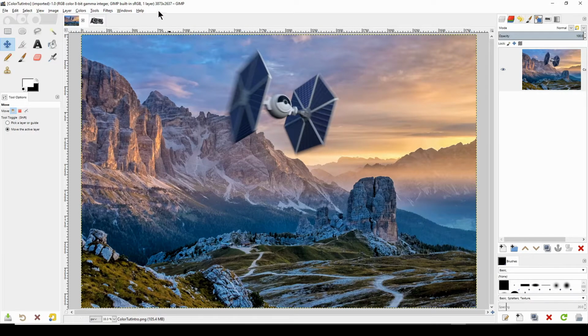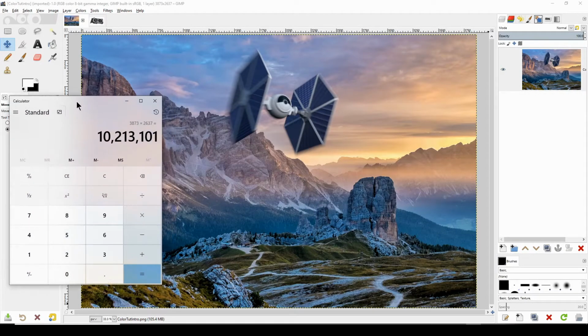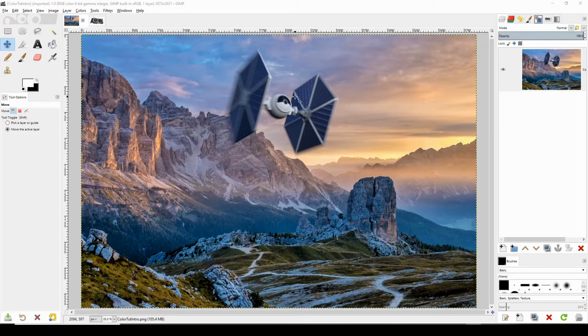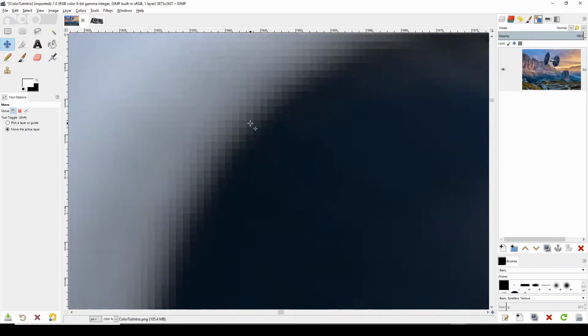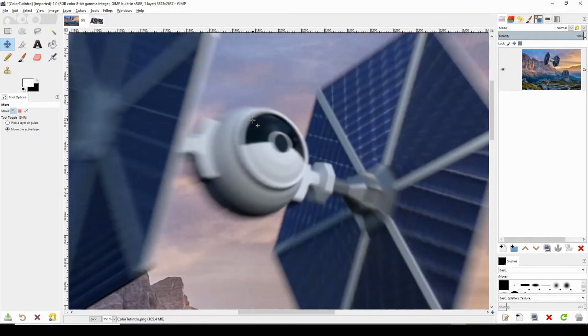So if you look up top here, you can see that this image is 3,873 pixels across by 2,637 pixels down. So if we get our trusty calculator out here and multiply those two numbers, you can see there are 10,213,101 pixels in this image. And if you don't believe that, then we will scroll in here real close and you can see, yep, it's all made of these blocky pixels.